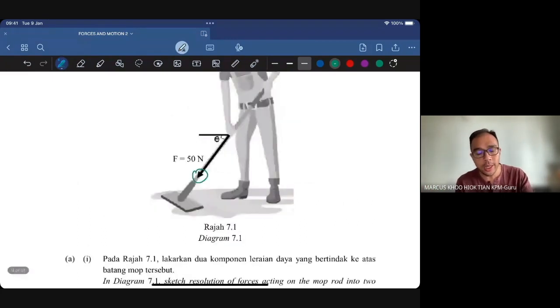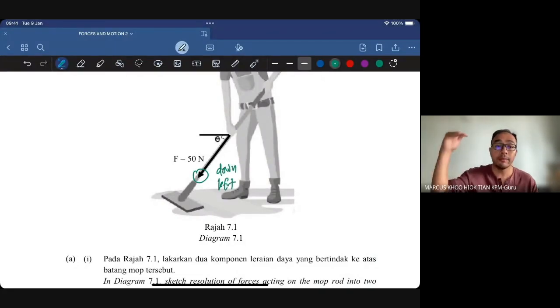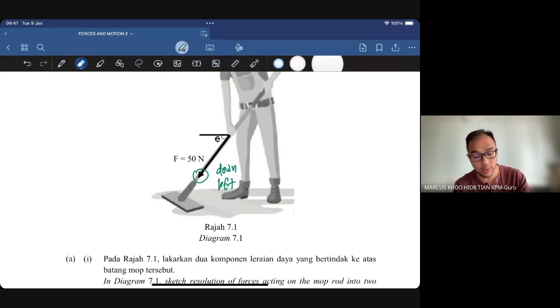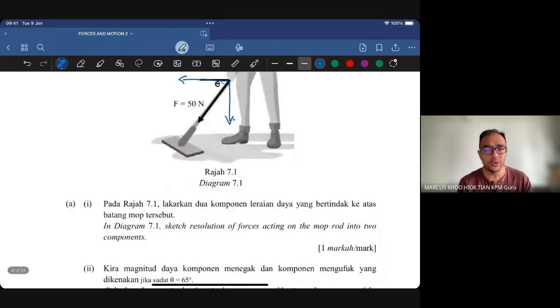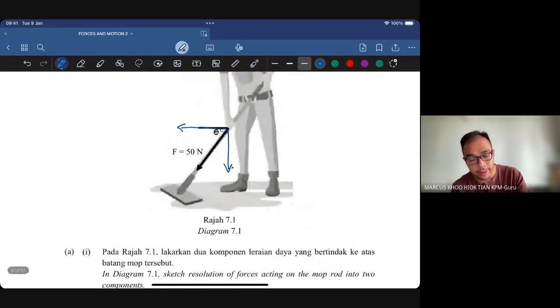So we look at this direction. This direction is down and left. So those are the two forces. The two directions that you want to draw, number 1 is a downward force. Number 2 is a leftward force. That's it. They didn't ask you to label it, but I think it's good to label. Downward force is called Fx, and the leftward force is called Fy.